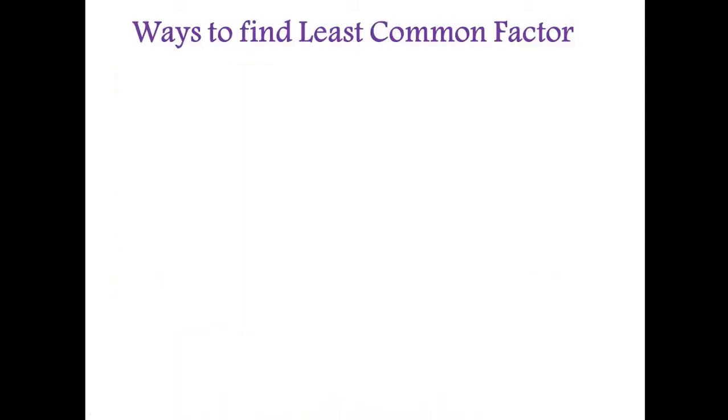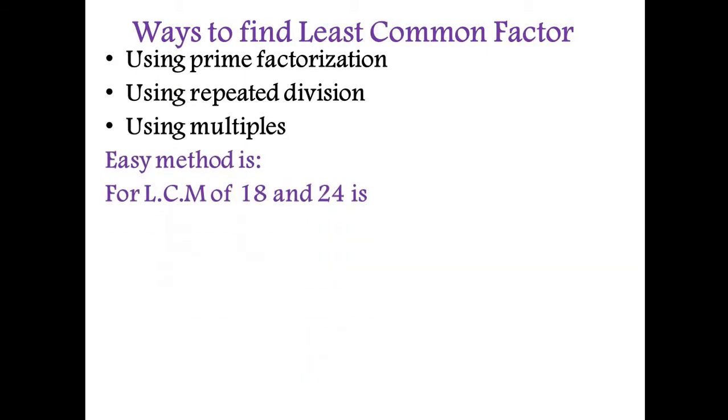So here are different ways to find the least common multiple. The first one is prime factorization method, repeated division method, or using multiples. But here I will discuss a very easy method of finding LCM. We have to find the LCM of 18 and 24. Write 18 and 24 in this manner. After that, take any common factor that is actually dividing both. So 18 is divisible by 2 as well as 24 is divisible by 2. So now 9 twos are 18 and 12 twos are 24.